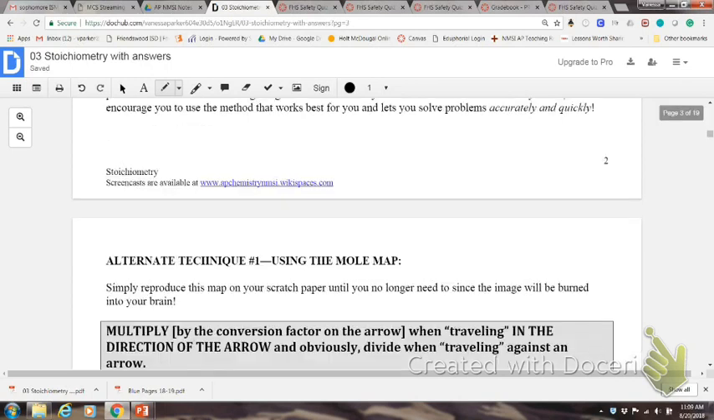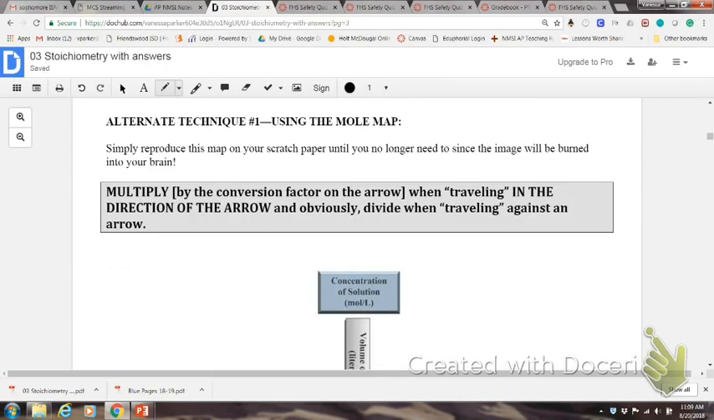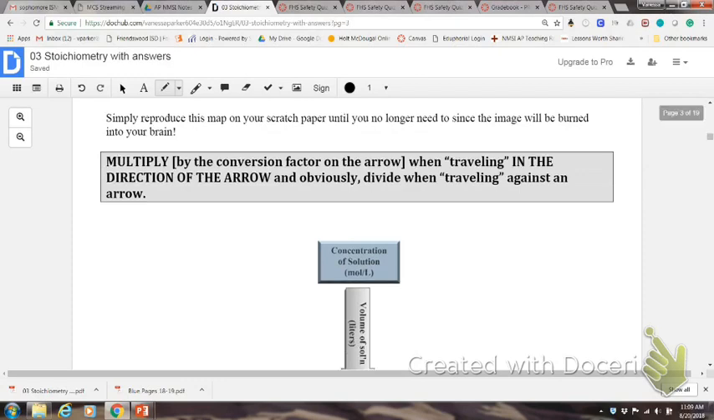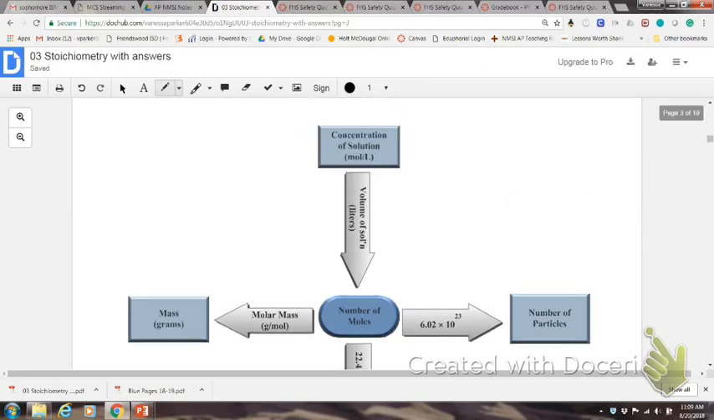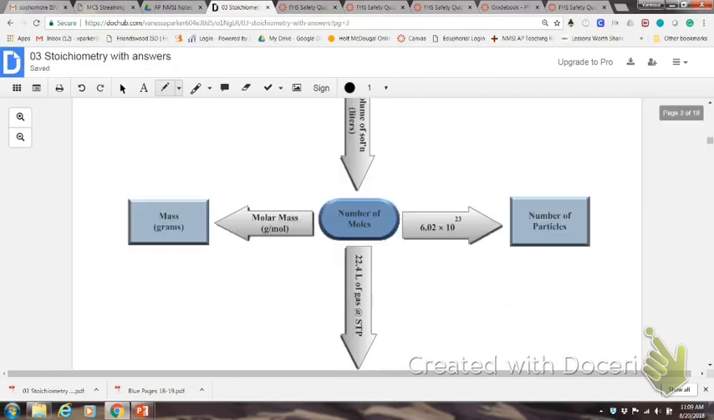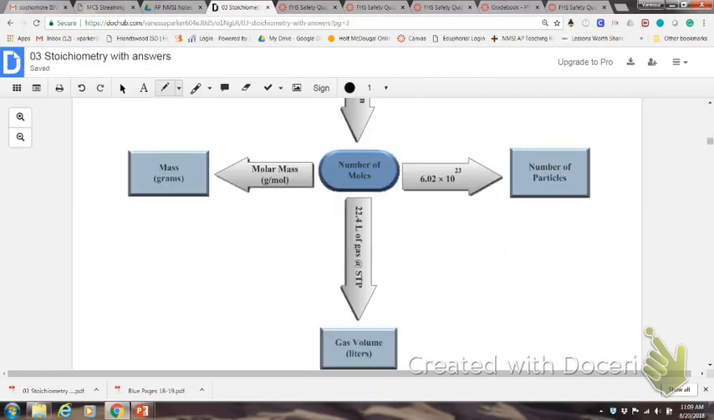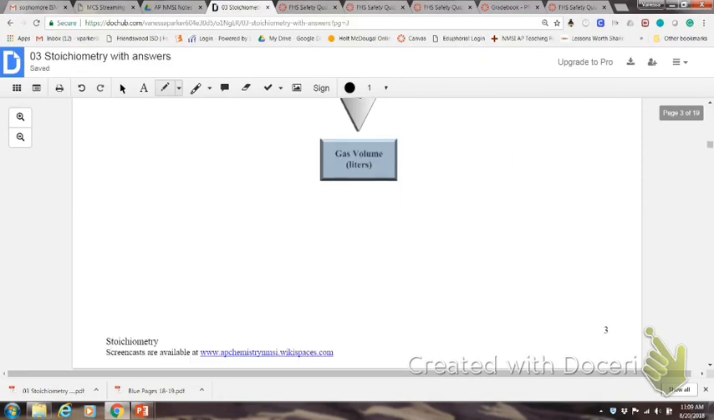But we're not going to actually get to stoichiometry quite yet. We've got to do some background stuff. But there's the mole map. That's very useful to use. You've got number of moles. If you want to go to mass, you use the molar mass. If you want to go to number of particles, you use Avogadro's number. If you want to go to solution, you're going to use concentration, which is molarity, and then of course the 22.4 liters at STP. So you're welcome to use the mole map if you want to remember that, but most of you already kind of know that part.